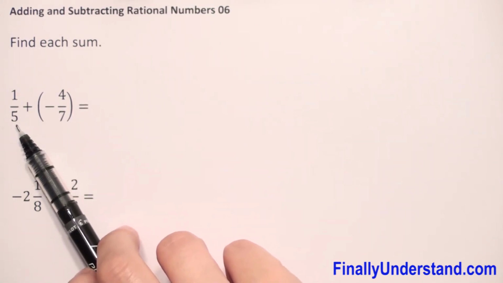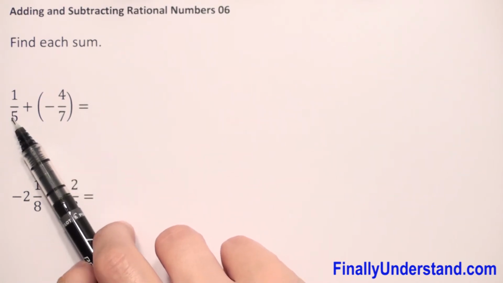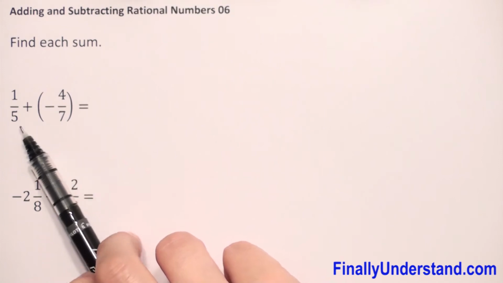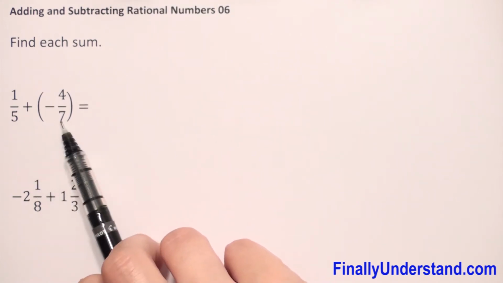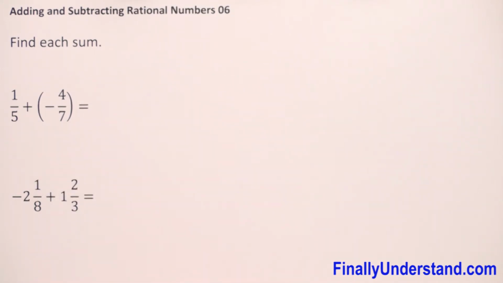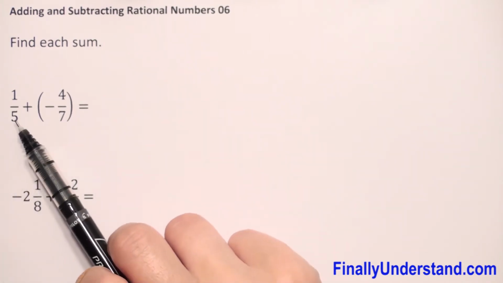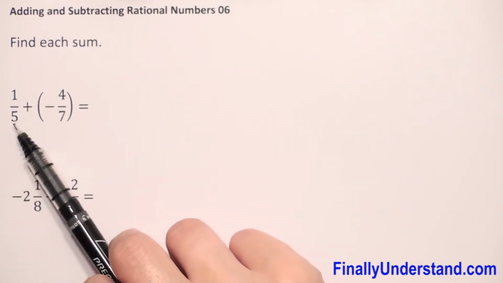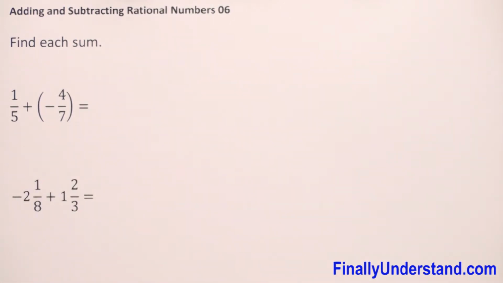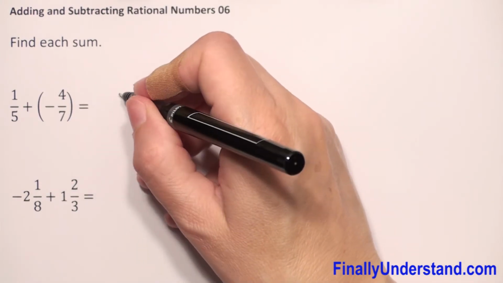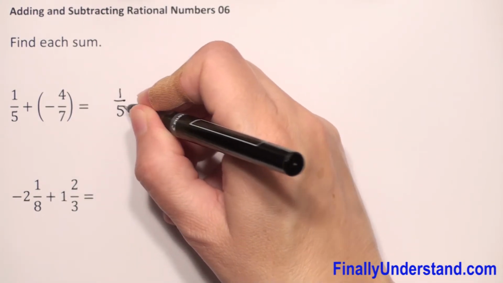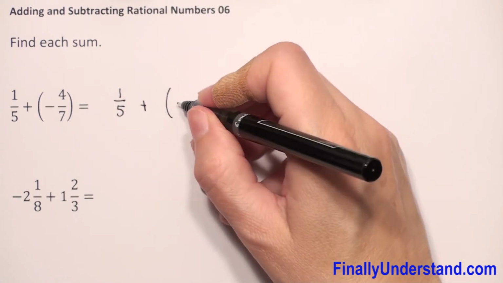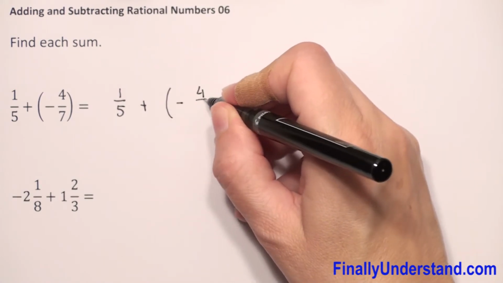First, we have to have the same denominator to compare fractions. So we have in denominator 5 and 7. So the common denominator will be 35. It must be a number which is divisible by 5 and 7, the smallest number which is divisible by 5 and 7. So let me rewrite this example one more time. We have 1 over 5 plus, and in parentheses we have negative 4 over 7.